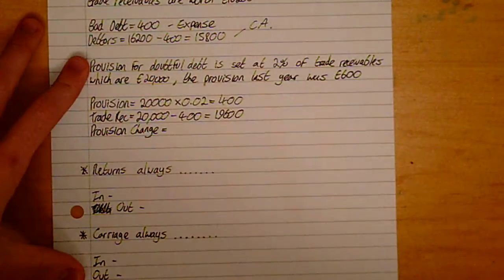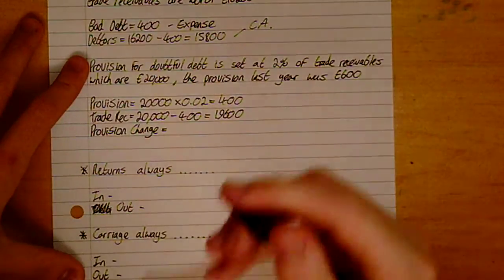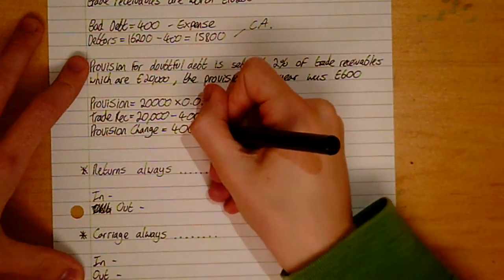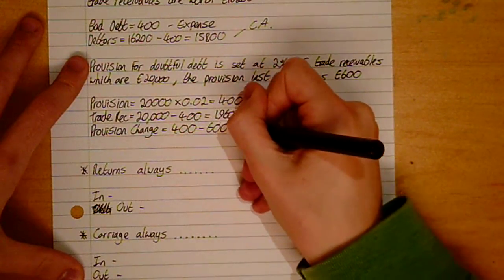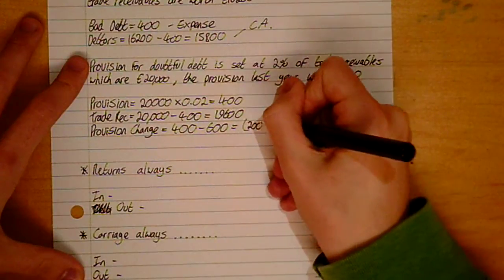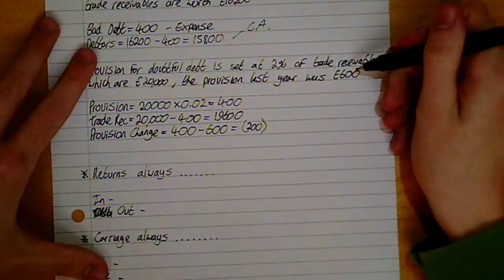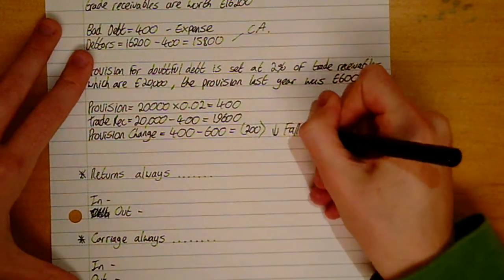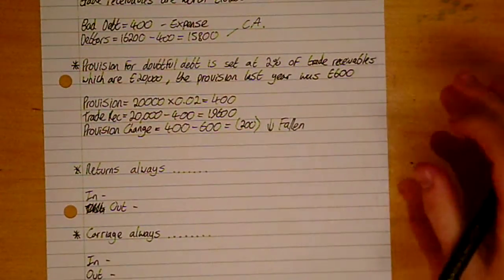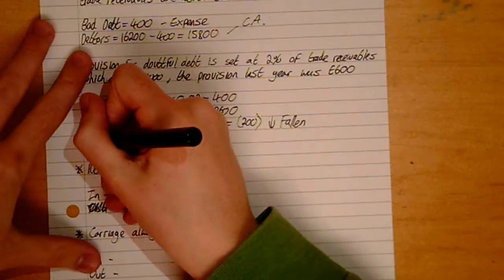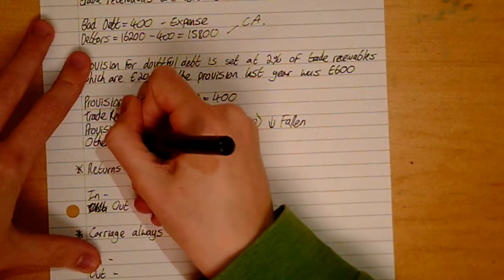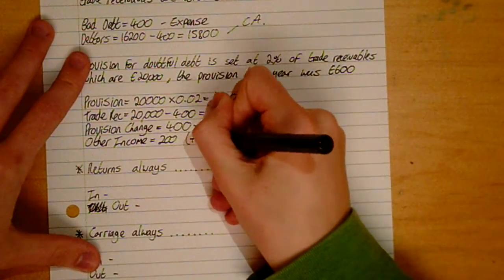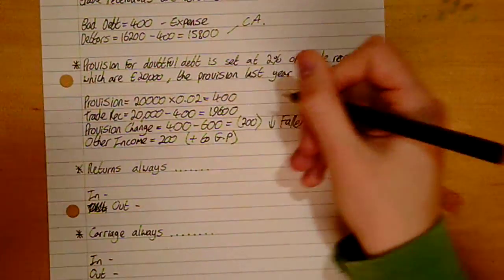So we have last year's provision and this year's provision. So this year's provision, and what I'm going to do is take away last year's provision. So that's negative 200. Last year's was 600, this year's is 400, so the provision has fallen. Our provision for doubtful debts has fallen. What does this do? Well, this 200 is an other income. We add it to our gross profit. Other income equals 200, we're going to add to GP, gross profit.